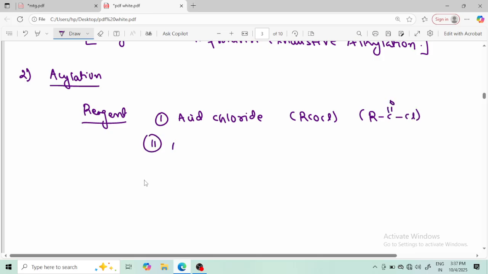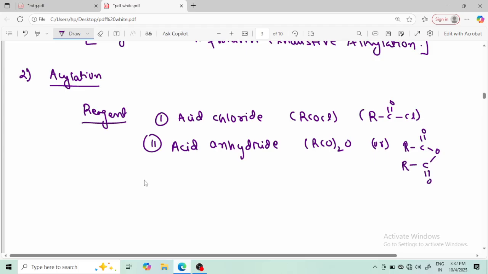The second one is acid anhydride. So it will be RCO twice O, which you can also write as RC double bond O C double bond OR, right? This one you already know. And the third one is ester. So ester is RCOOR, which you can also write as R C double bond O R.